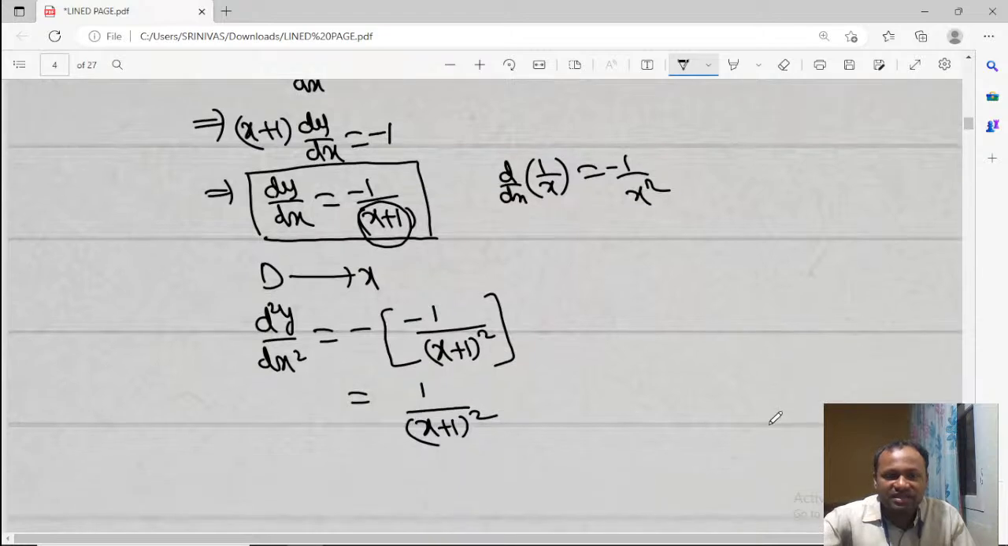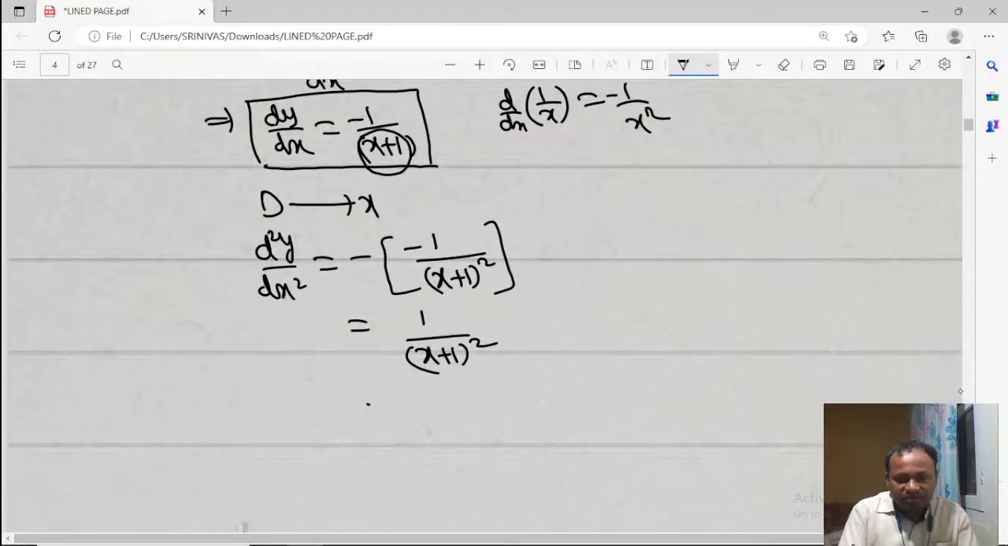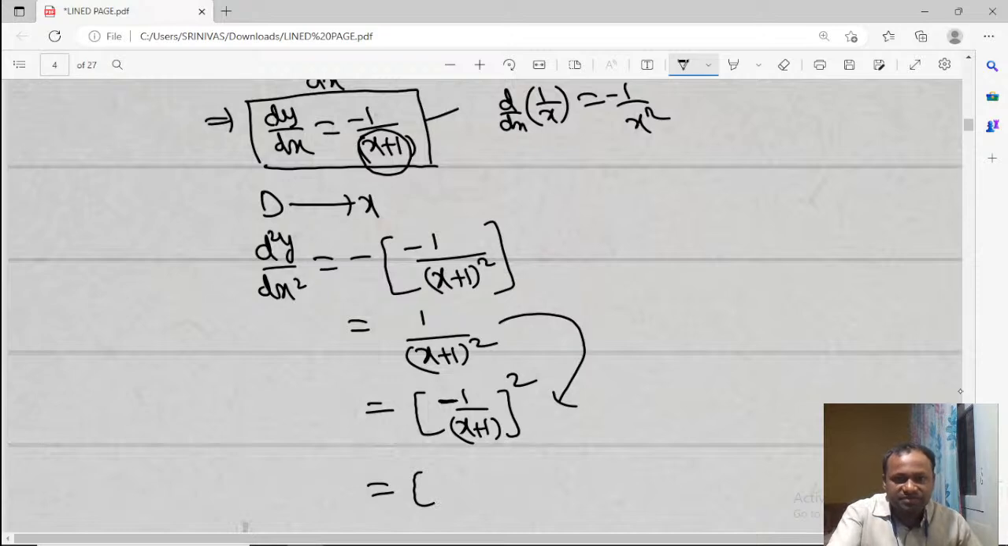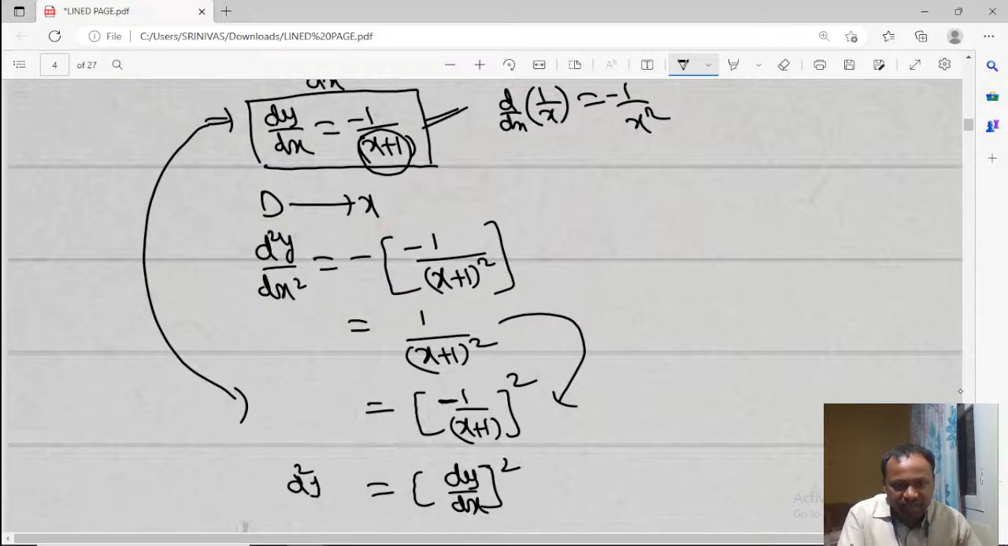Now I will write this as minus 1 by x plus 1 whole square, isn't it? Because minus square will become plus. So we can write this one as this. So it is nothing but this one. Okay, so I will substitute here. What we get? dy by dx whole square. It is the value of d square y by dx square.